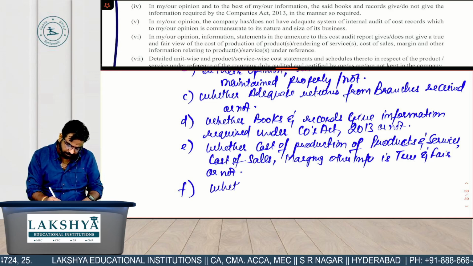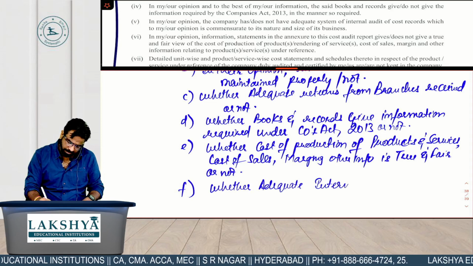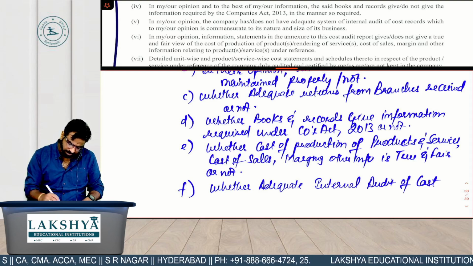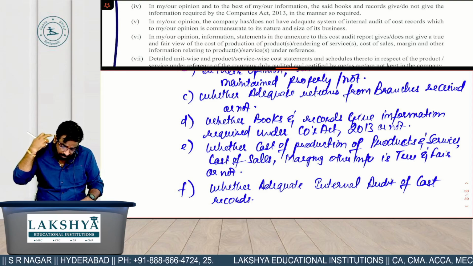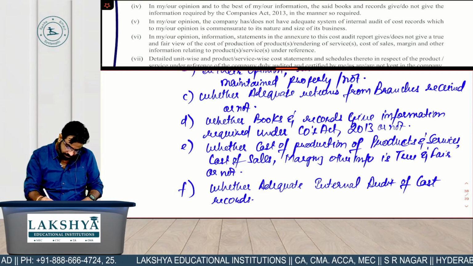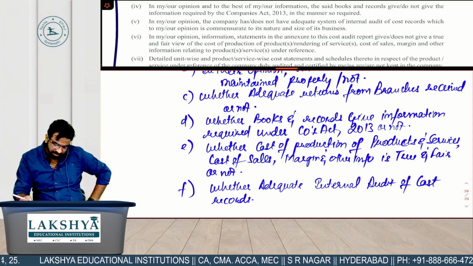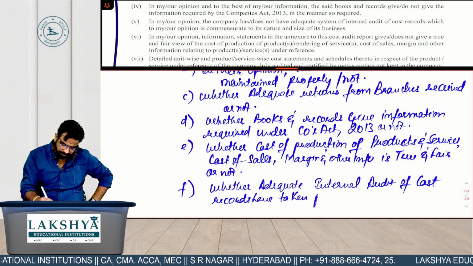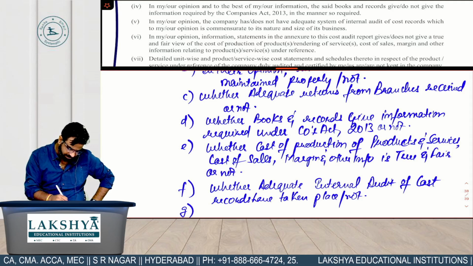Whether adequate internal audit of cost records have taken place or not. Cost of sales, margin, and other information. E, F, G. This one is amendment.